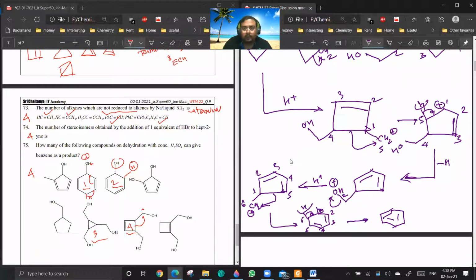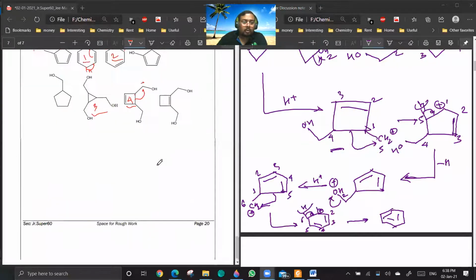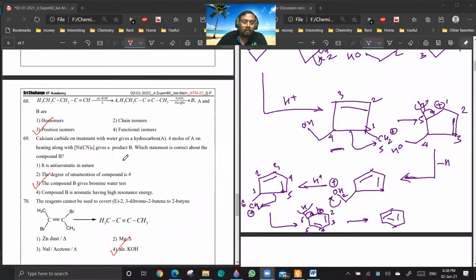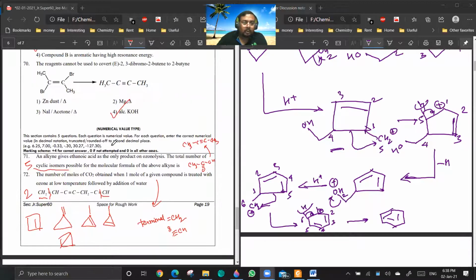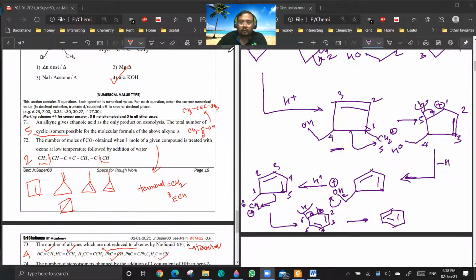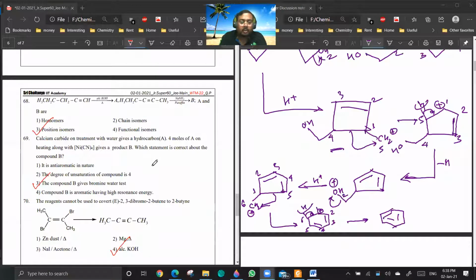Is it clear to all of you? Yes or no? Yes, sir. Similarly, the fourth one is this one. So this will also give benzene. Are you getting this? Yes or no? Yes, sir. That's it. 75 is done. Okay. So no doubts in 71 to 75 now? No, sir. Okay, then moving up. 68 to 70.